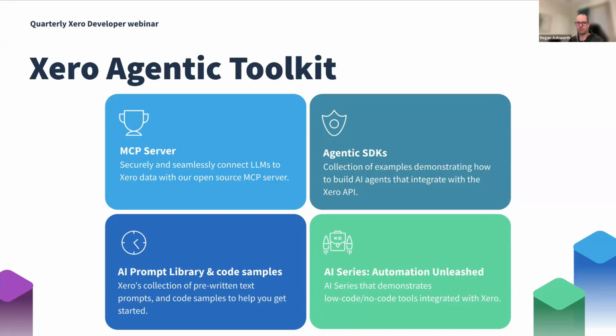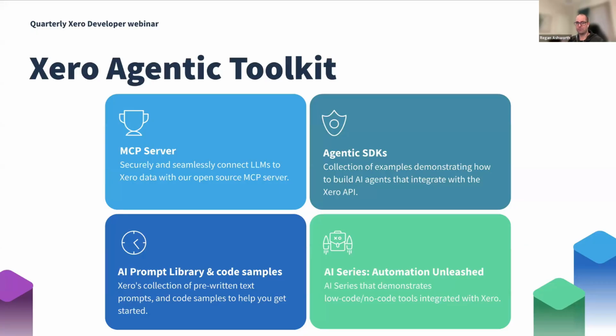So our MCP server has been out for a while. A lot of you have probably used it already. We have used that as the foundation to build our Agentic SDKs. And what we've done with the Agentic SDKs is we have a series of examples of how to build AI agents. And I'm super passionate about AI agents. I think this is the next big thing, right? Agentic AI is all about providing the AI with a goal that it wants to work towards and letting it make decisions to get there without input from a human being.